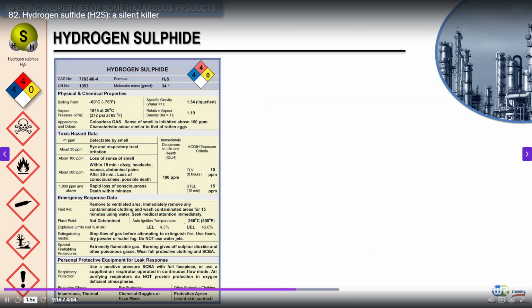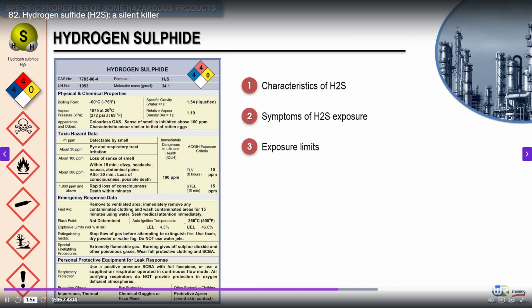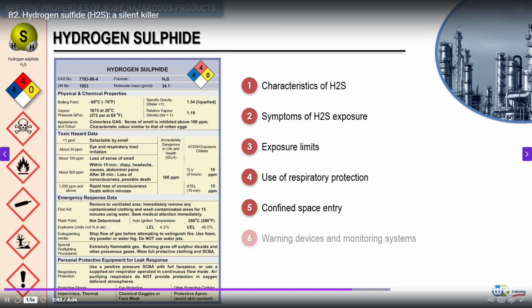In this section, we will review 3 key issues and many other precautions that will protect you from hydrogen sulfide exposures when followed. Topics include characteristics of hydrogen sulfide, symptoms of hydrogen sulfide exposure limits, use of respiratory protection, confined space entry, warning devices and monitoring systems, evacuation procedures, and safety tips for working in hydrogen sulfide prone areas.